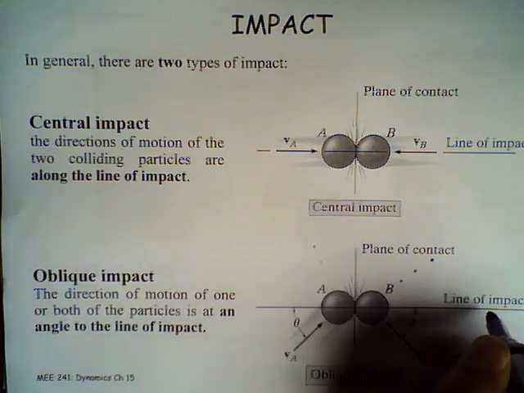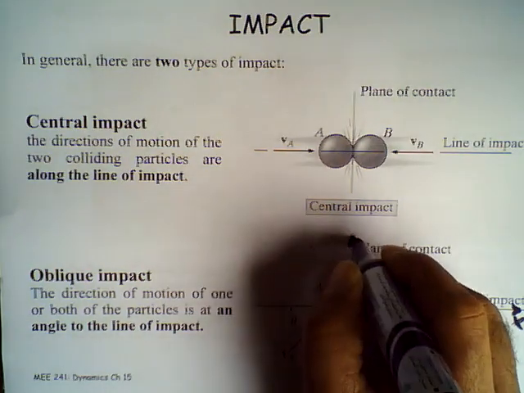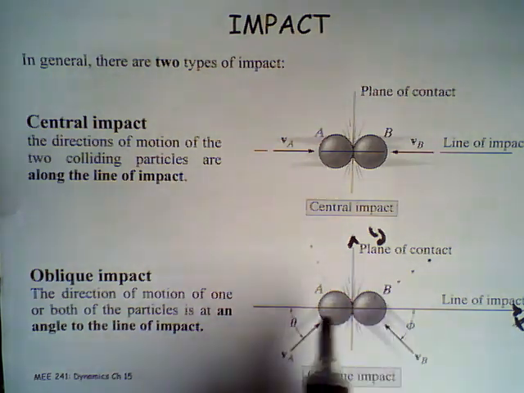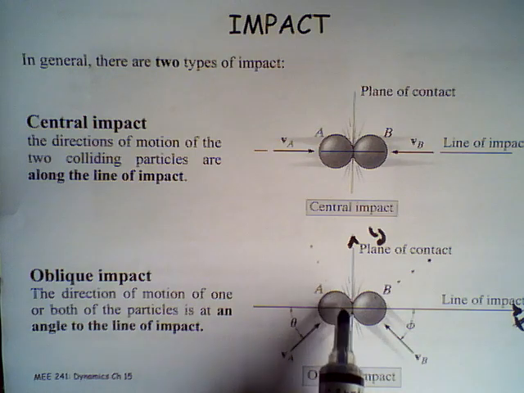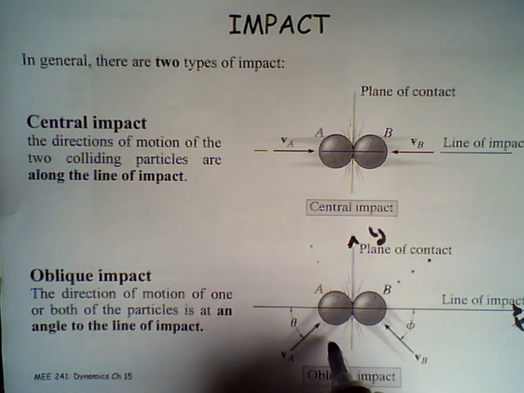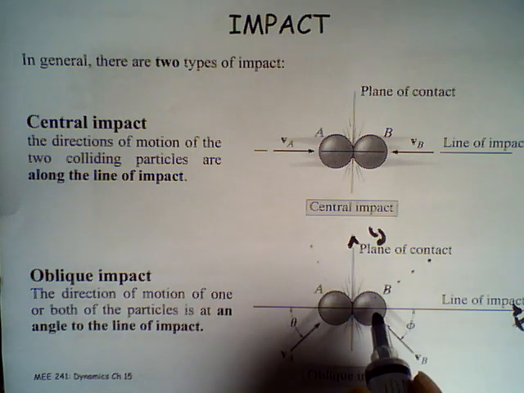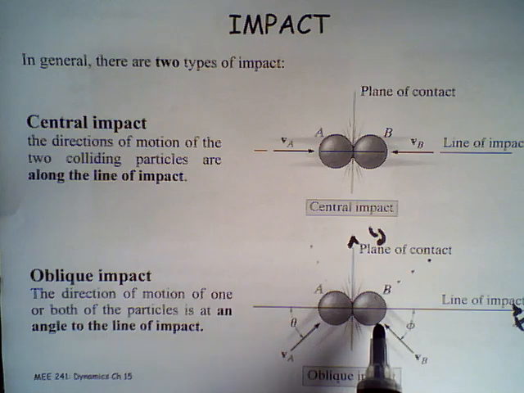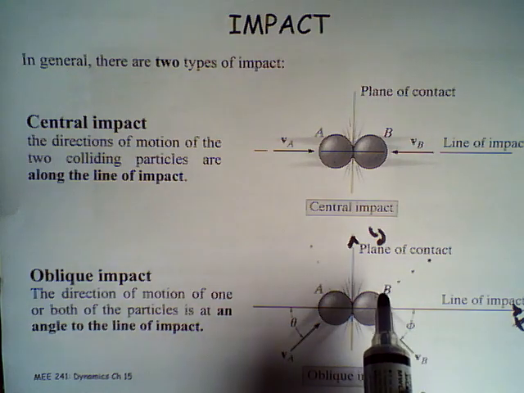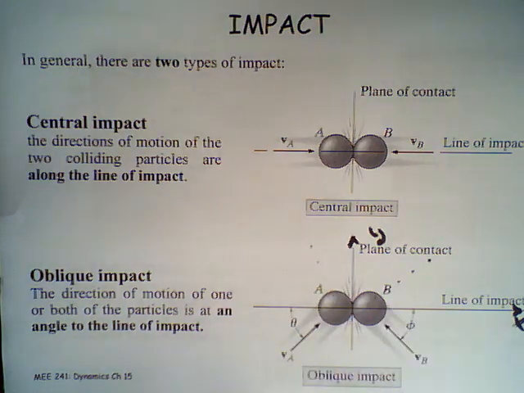So along the plane of contact, if I label this guy X and make this guy Y, along the y direction I have no forces, because the forces will only live in the line of contact. So the momentum of A is going to be conserved along the y direction before and after the impact. Similarly for B, the momentum will be conserved in the y direction. So the mass of B times the velocity of B in the y direction before the impact is going to be equal to the mass times the velocity of B in the y direction after the impact.